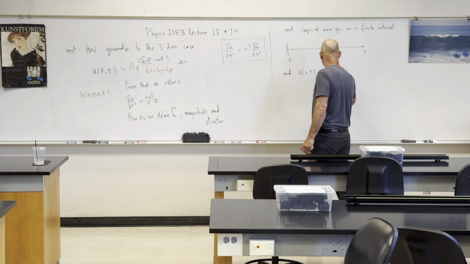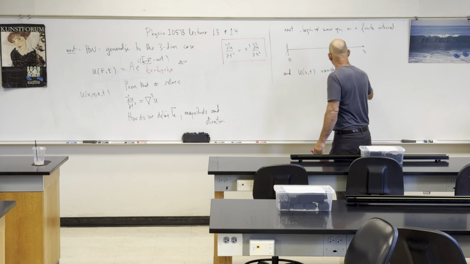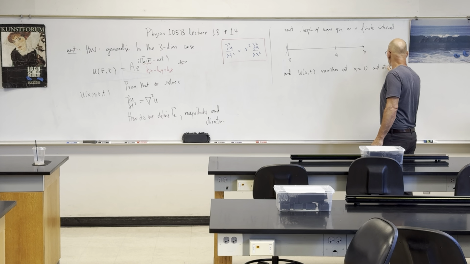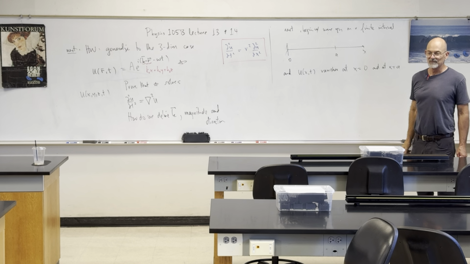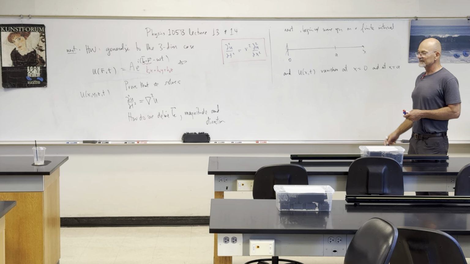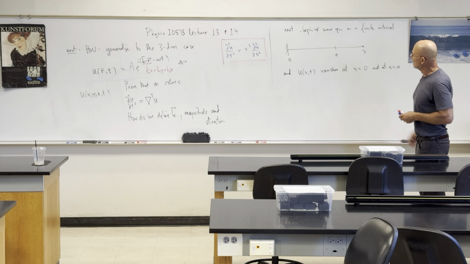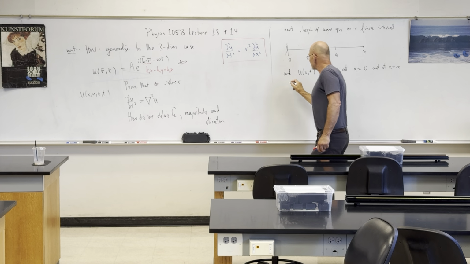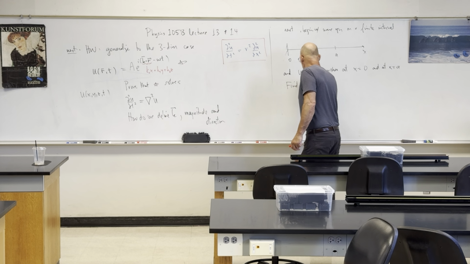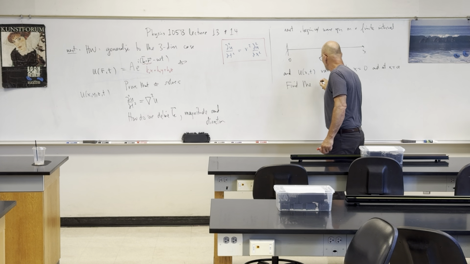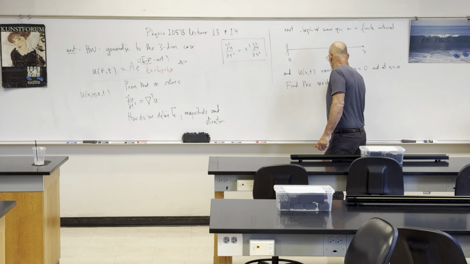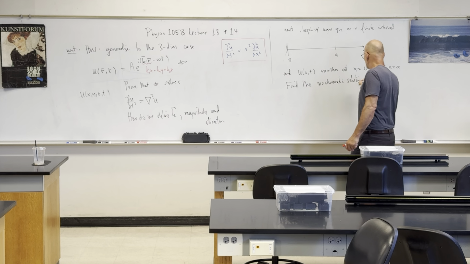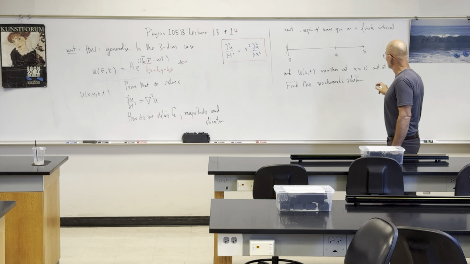Suppose u at x vanishes at x equals 0 and at x equals a. This would actually be that realistic case we were talking about. We don't have just infinite motion in x, but it's confined to 0 and a. So now we want to find the monochromatic solution of the wave equation.